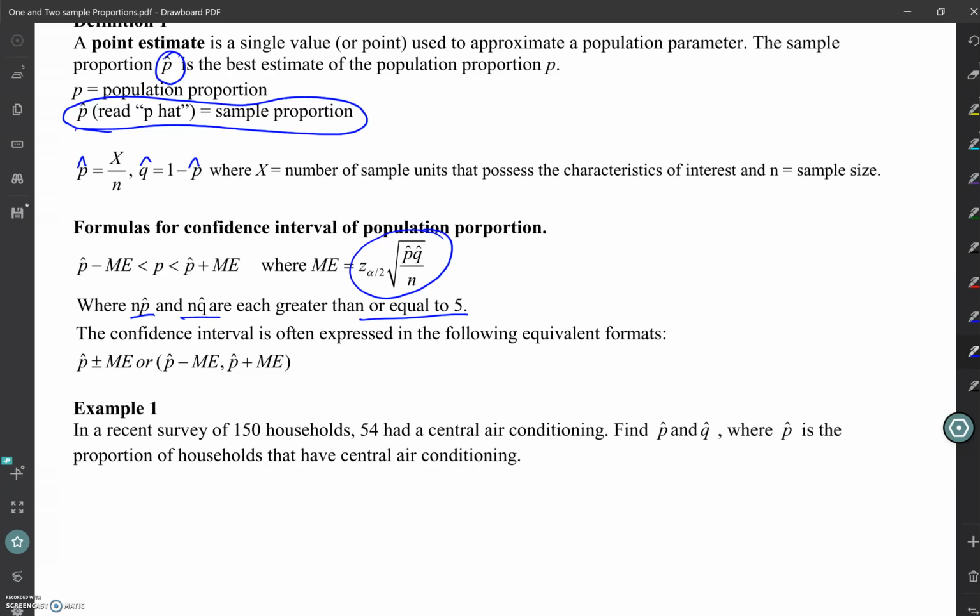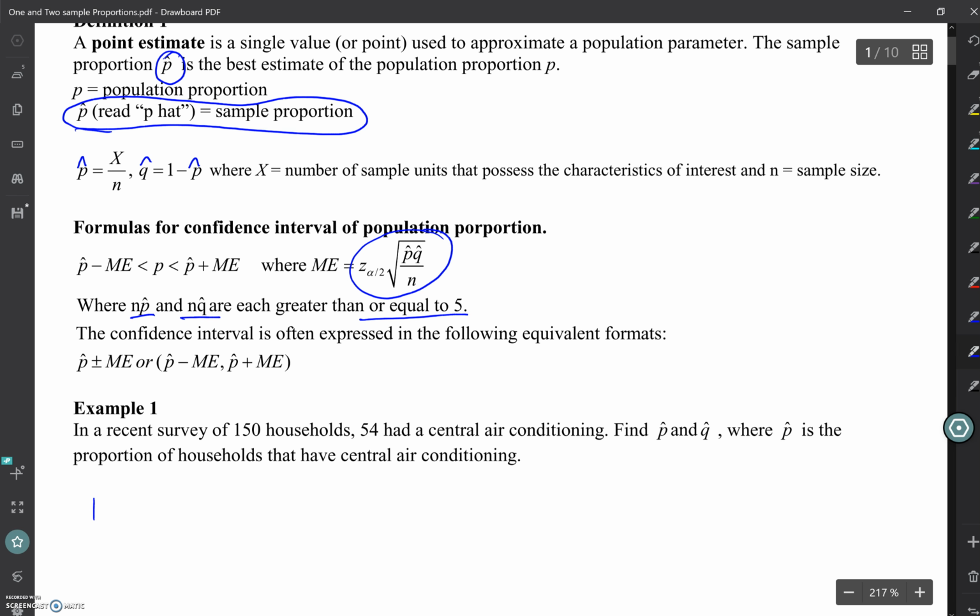Consider our success, what we count as our success. So, what can I identify? 54. Which variable is that? Not quite. That's my success. So that's my x.